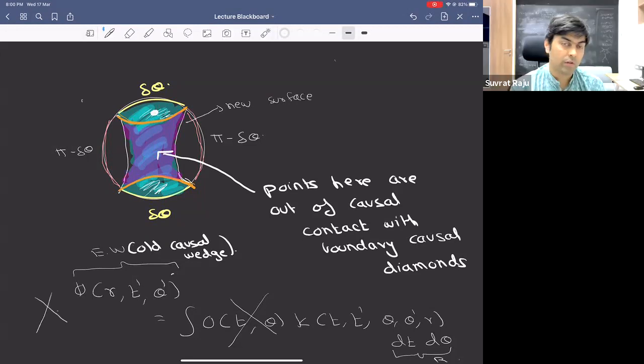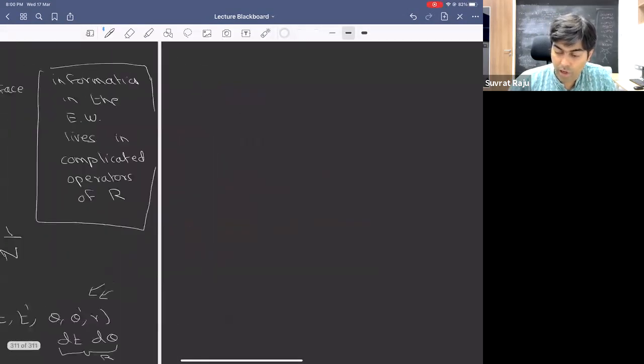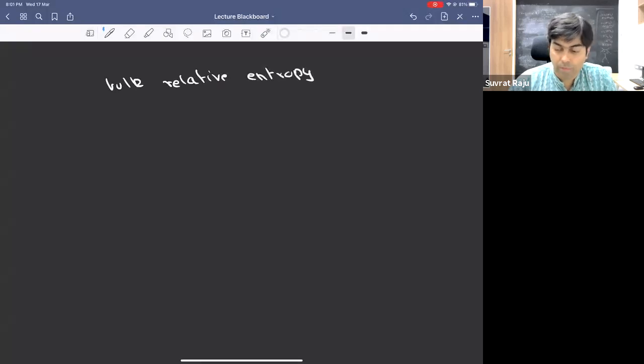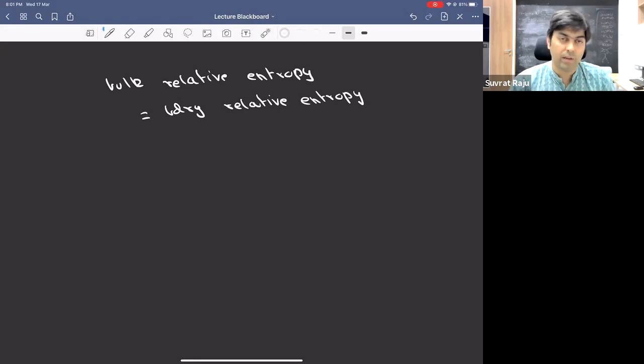Yeah. So the strongest argument comes from the fact that if you try and compute the bulk relative entropy, that is the same as the boundary relative entropy. So the argument here is that the bulk relative entropy is the same as the boundary relative entropy. The relative entropy you can think of as a measure of distinguishability. If two states are distinguishable, then they have some non-zero relative entropy between them. You can think of it as an entropy, but really it's a notion of distance between states.